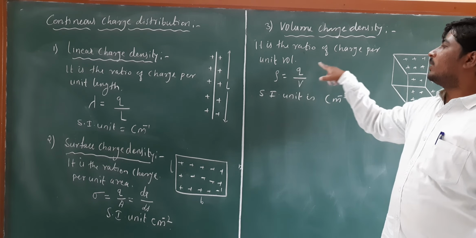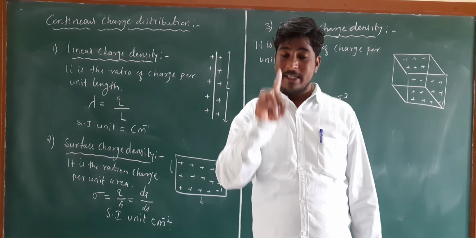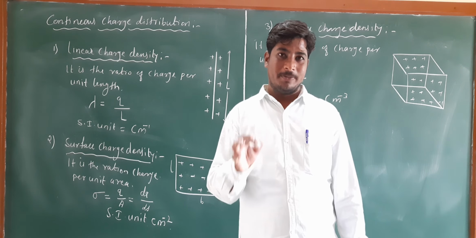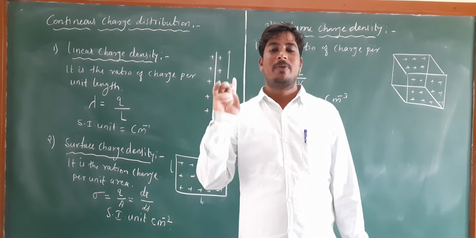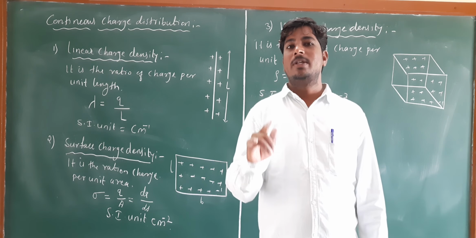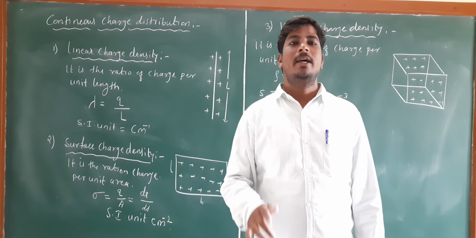And earlier we discussed the torque on an electric dipole placed in a uniform electric field. When the dipole is placed in a uniform electric field, it experiences no net force, that is zero force, but it experiences a torque. The torque is given by the expression tau equal to PE sin theta. And in the next class we will discuss Gauss law and its applications.